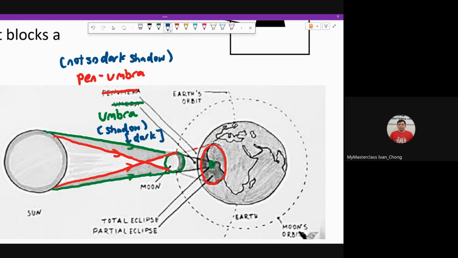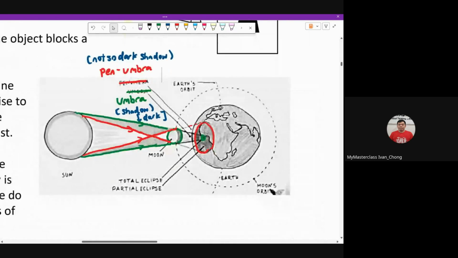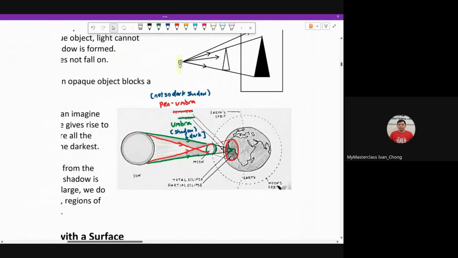Okay, now just take note, not all schools actually cover this portion. So if your school does cover this portion itself, just take note, the top of the sun will be blocked by the top of the moon, and the bottom of the sun blocked by the bottom of the moon to form your umbra. And then the reverse will actually form your penumbra over here. For other parts of the earth, they will actually be brightly lit. Okay.